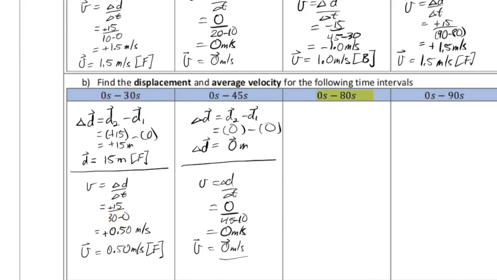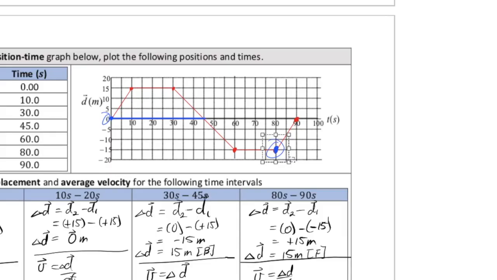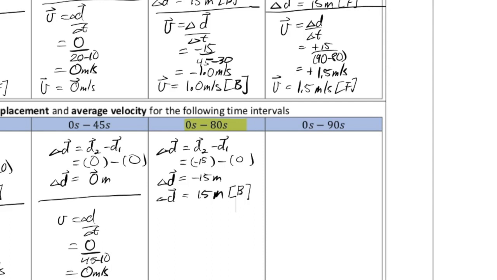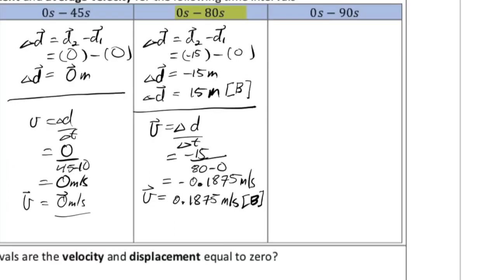Next, 0 to 80 seconds. So moving our final position to the 80-second mark, readjusting our line here. Now you can see that it's sloping down a bit. So that means our final position is negative 15, and our initial position is 0. So in this case, our displacement ends up being negative 15 meters or 15 meters back. And this also gives us an average velocity of 0.1875 meters per second backwards. And again, it doesn't matter what we did in between. All that matters is the difference between the final and the initial position and how long that took.